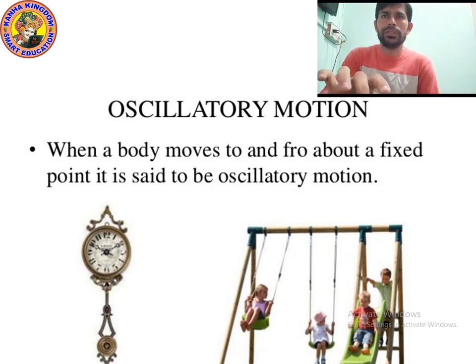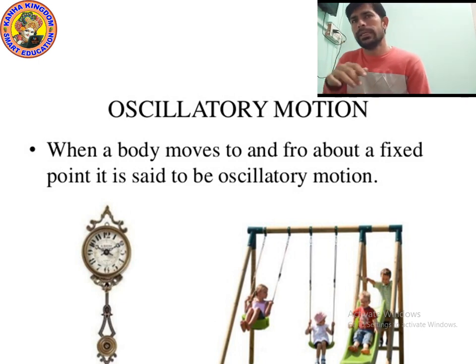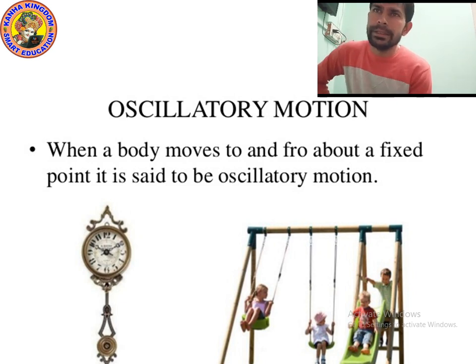Oscillatory motion can also be called vibratory motion. Oscillatory motion is actually a vibratory motion. Check out the spelling of oscillatory motion: OSCILLATORY, oscillatory motion. These kinds of objects do the oscillation: OSCILLATION, oscillation.